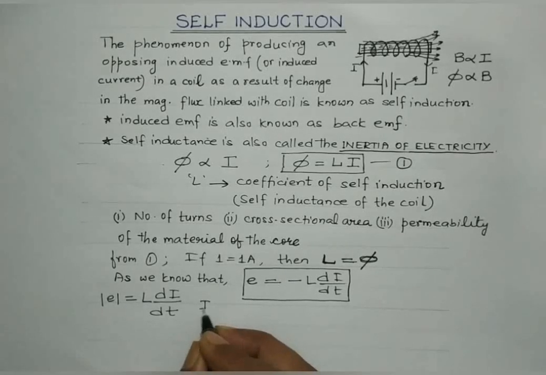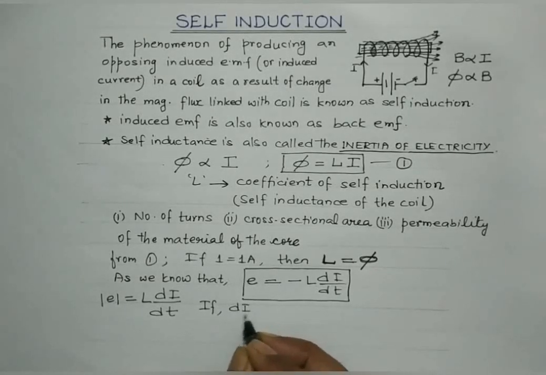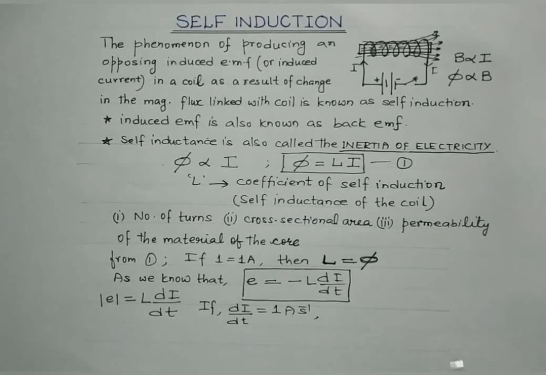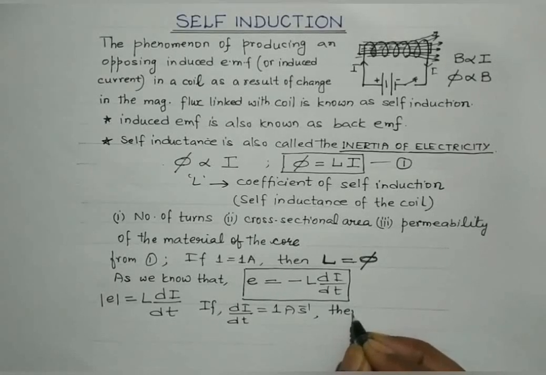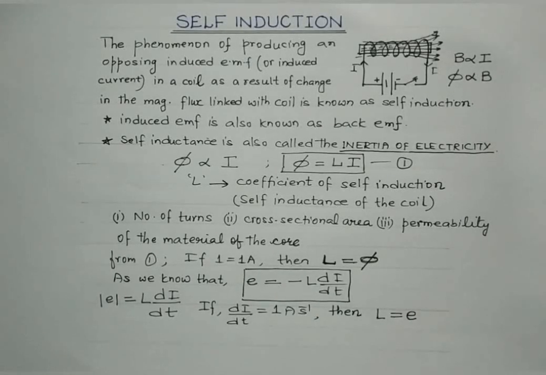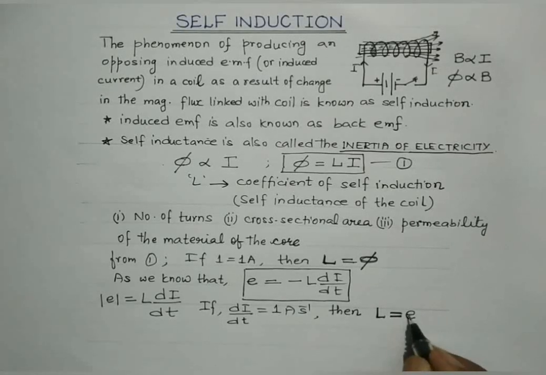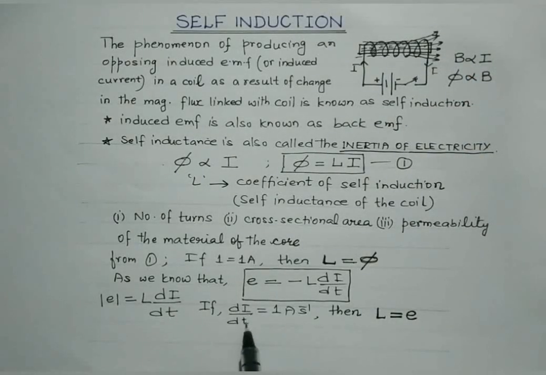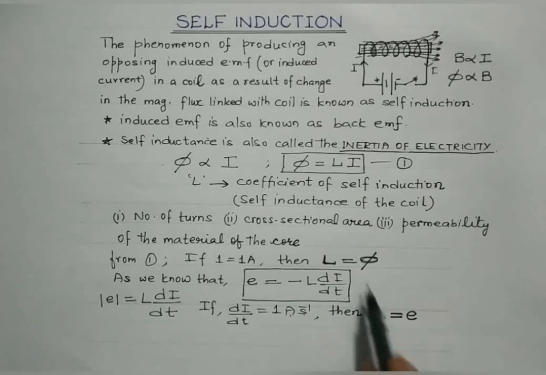So if the rate of change of current through the coil is 1 ampere per second, then L would be equal to E, isn't it? So students, the self-inductance of a coil is numerically equal to the EMF induced in the coil when the current in the coil changes at the rate of 1 ampere per second, right? So these are the two definitions which can be used to define self-inductance of a coil.